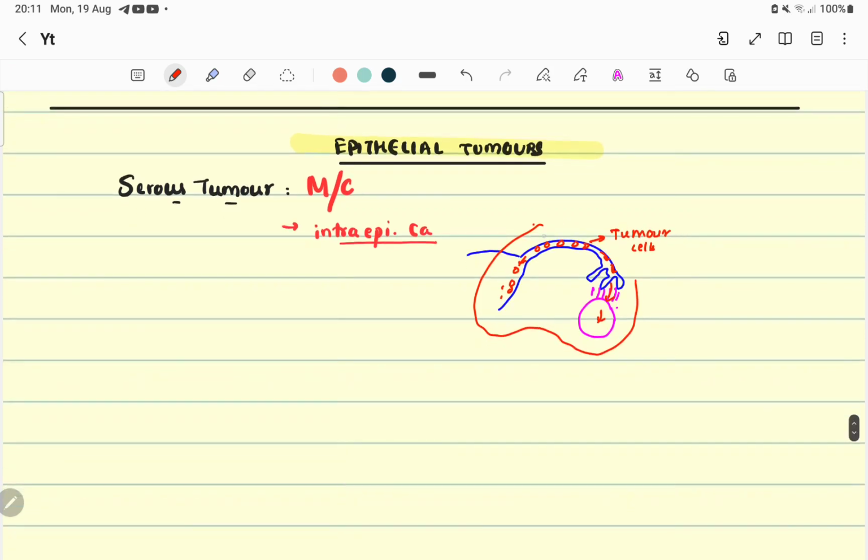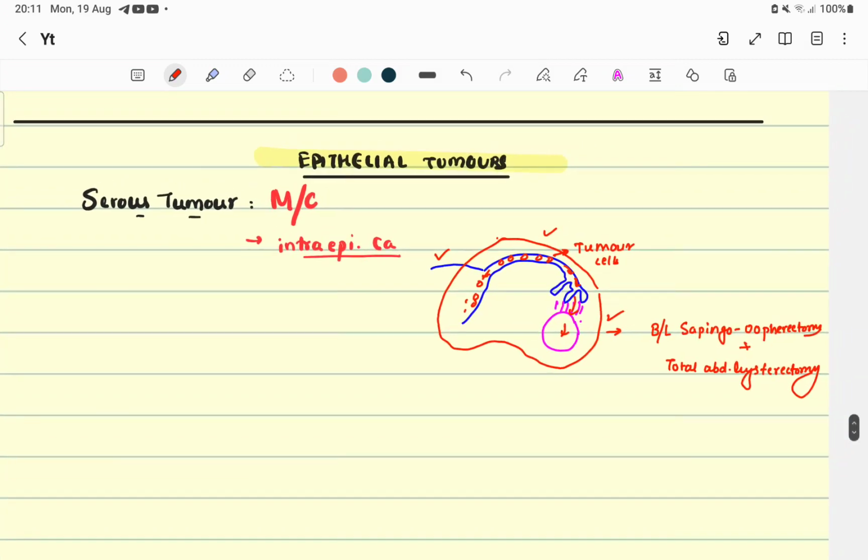You have to do the whole removal here, and this removal process is called bilateral salpingo-oophorectomy plus total abdominal hysterectomy. So you are removing the ovary, the fallopian tube, as well as the uterus, right? So that is the thing in the serous tumors.